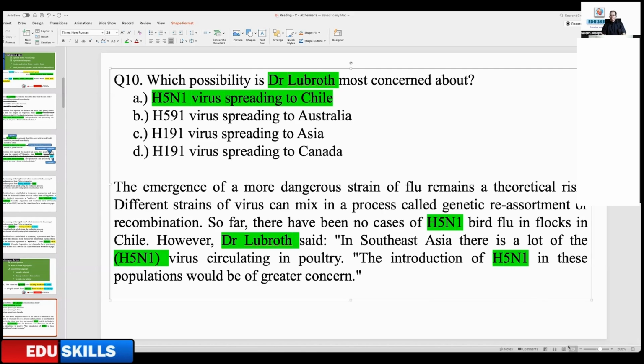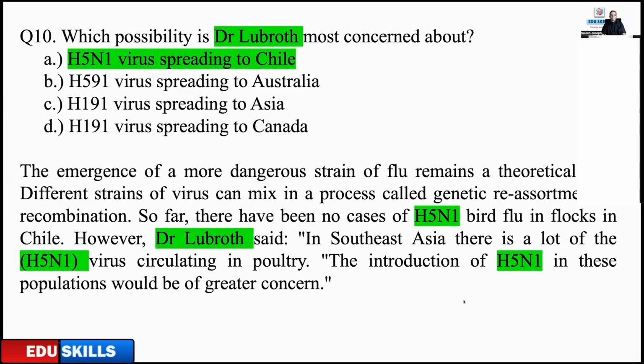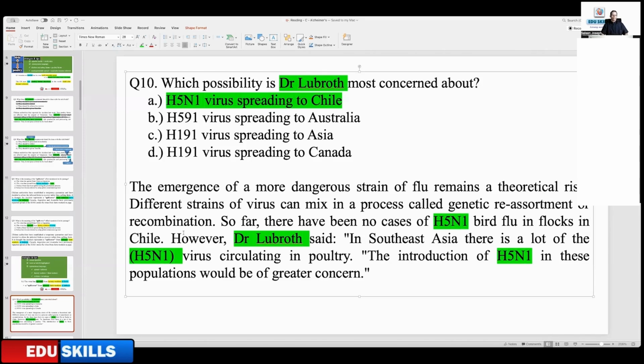Sorry, sir, for disturbing. I couldn't understand this question. How did you remove this Asia after Dr. Lubroth said? Then he's talking about Southeast Asia, right? So how should we choose Chile? However, there is a question mark. However, I did not explain it because I don't want to confuse it. Because usually you have "however" here. Not only that, it's the first thing. What is it speaking about? H5N1, right? Virus. Yes, sir.